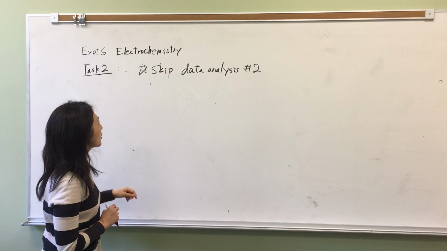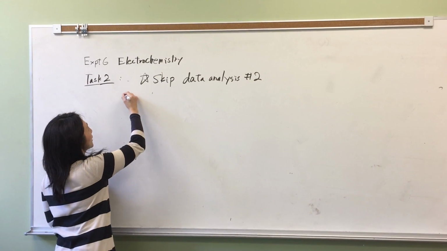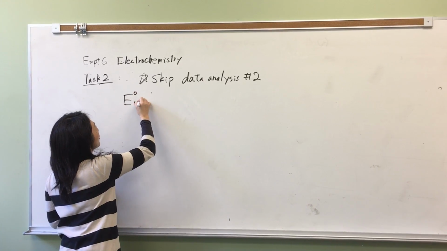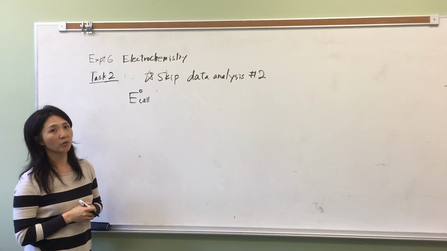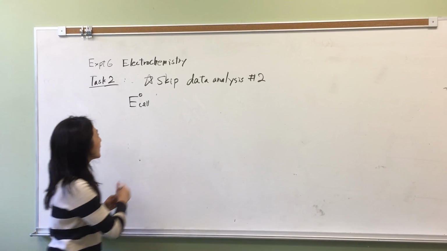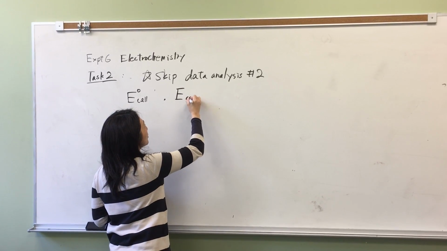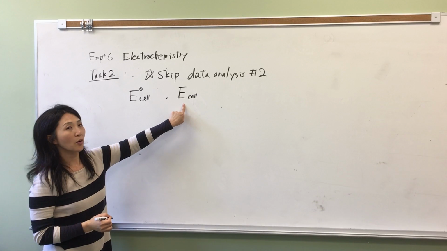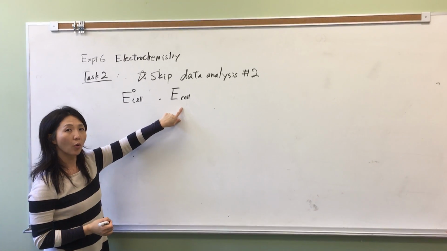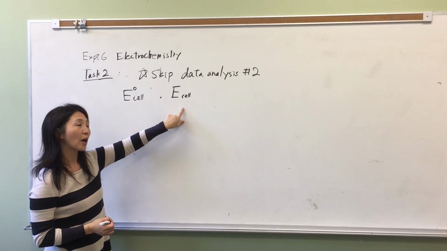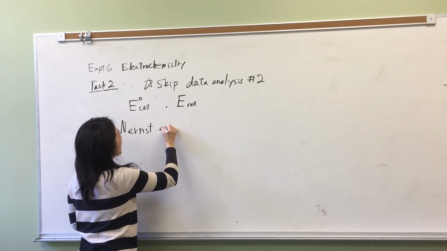So you just fill out the observed E cell, and then you need to calculate the E naught cell, the standard condition cell potential, using the reduction reaction for the cell. After that, you need to calculate the E cell. This E cell is different from E naught cell. This is the cell potential at non-standard condition, and to calculate it you need to use the Nernst equation.